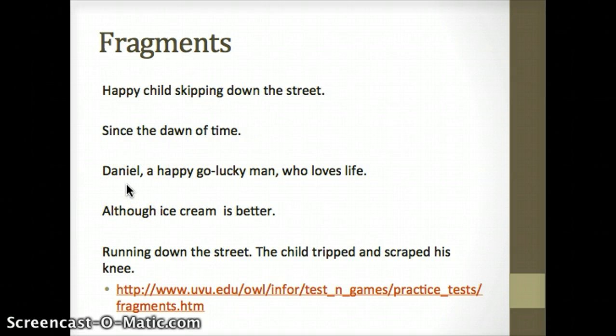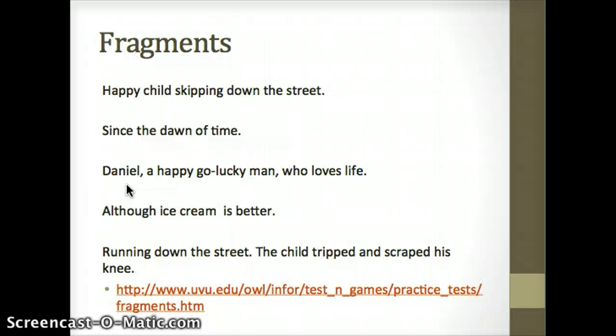Third one, Daniel, a happy-go-lucky man who loves life. So this one, you have a subject, Daniel, you have information about him, you just don't have a proper verb in there, right? So you need the predicate. So you could have Daniel is a happy-go-lucky man who loves life. So just by adding is, you're adding a verb and making this a complete thought.